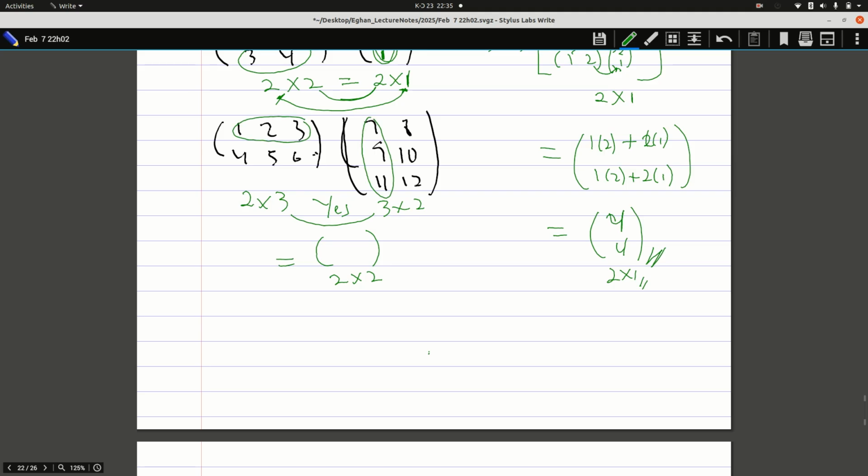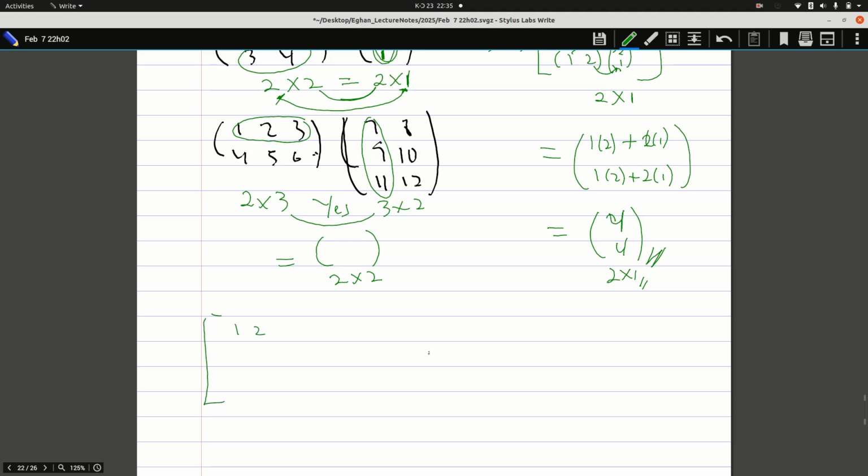So I have 1 2 3 multiplying 7 9 11. The same row will multiply the second column. So I'm going to have 1 2 3 multiplying 8 10 12. I'm not done. I expect a 2 by 2.